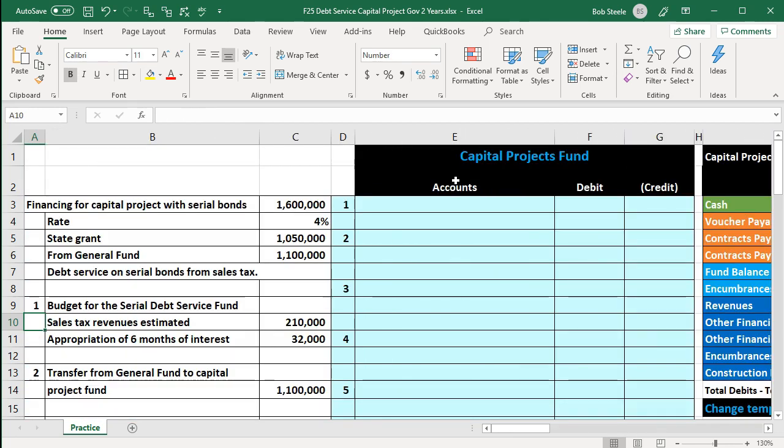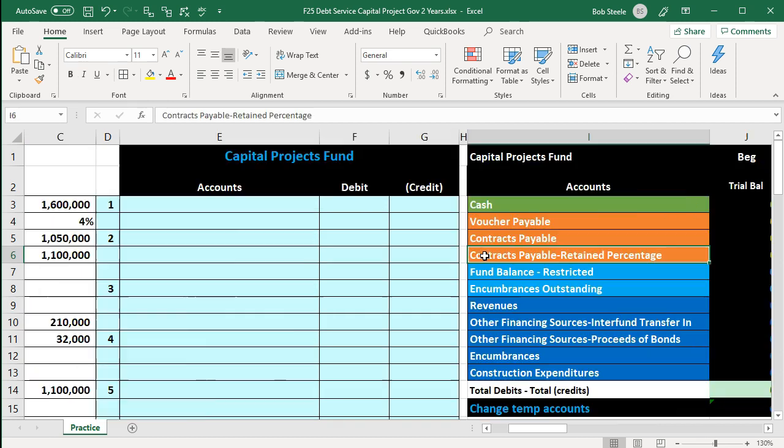Let's see what we have in our data. So we have the financing for capital projects with serial bonds. We've got the rate, we've got the state grant, and we've got from the general fund. First item we're going to do is number 1, which is going to be to budget for the serial bond debt service fund. So we're going to do the budgeting items for the debt service fund. We have sales tax revenue estimated at the 210, and the appropriations of 6 months of interest is going to be the 32. So we're going to scroll over to the debt service fund.